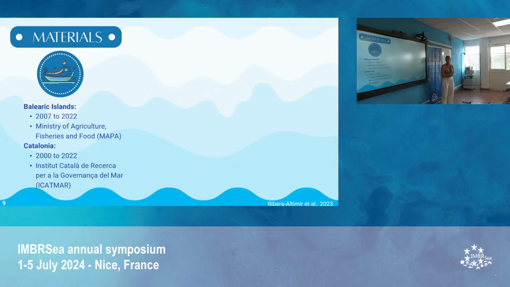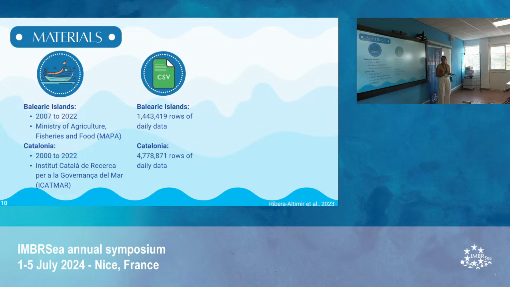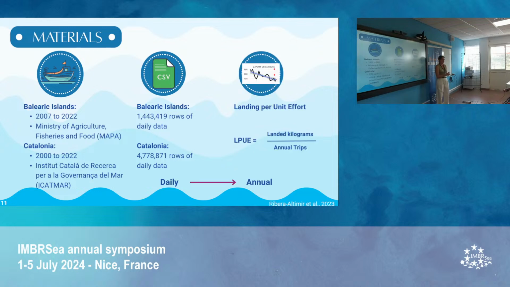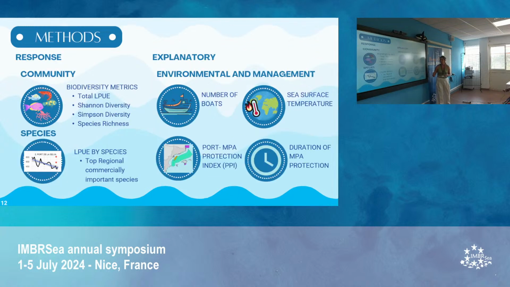So I was able to get my data from two different governing bodies, about 20 years for each area. This was given to me in daily data, so it was a lot. So instead I aggregated this to the annual landings and created a unit of landings per unit effort, landed kilograms divided by the number of annual trips.